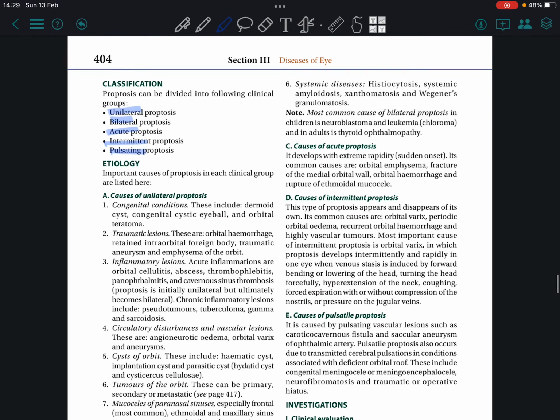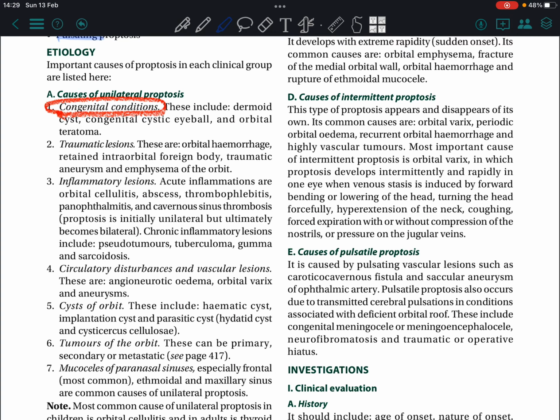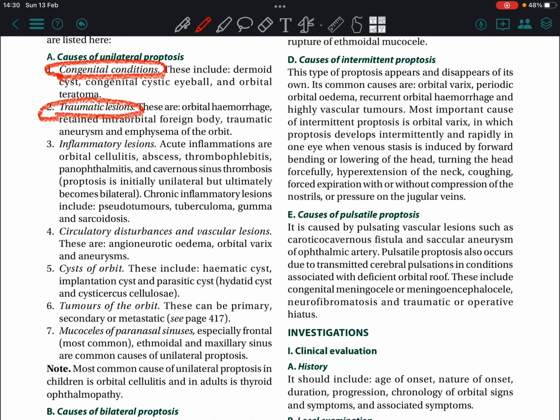Then etiology: cause of unilateral proptosis. Unilateral proptosis is caused due to congenital conditions. These include dermoid, cystic, congenital cystic eyeball, orbital teratoma, etc. Traumatic lesions: orbital hemorrhage, retained intraorbital foreign body, traumatic aneurysm. Inflammatory lesions: acute inflammation or orbital cellulitis, abscess, thrombophlebitis, panophthalmitis, cavernous sinus thrombosis, etc. Circulatory disturbances and vascular lesions, cysts of orbit, tumors of orbit, mucocele of paranasal sinus.